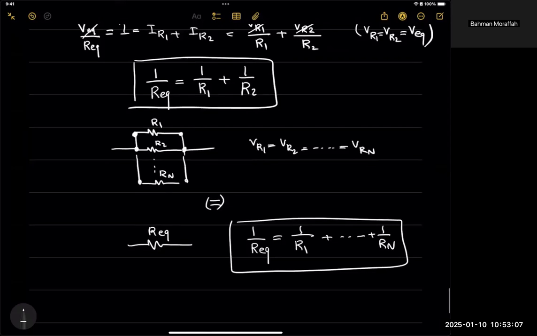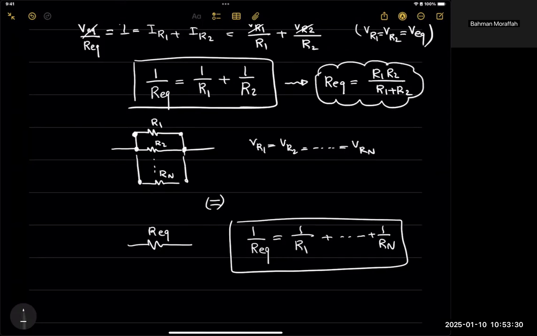Let's just go back to this simple two resistors. We can simplify it down. I can find a common denominator and do a cross multiplication, and I can get a simple formula for R equivalent, which is going to be R1 R2 divided by R1 plus R2. So I can either use this formula over here, or I can use this formula.